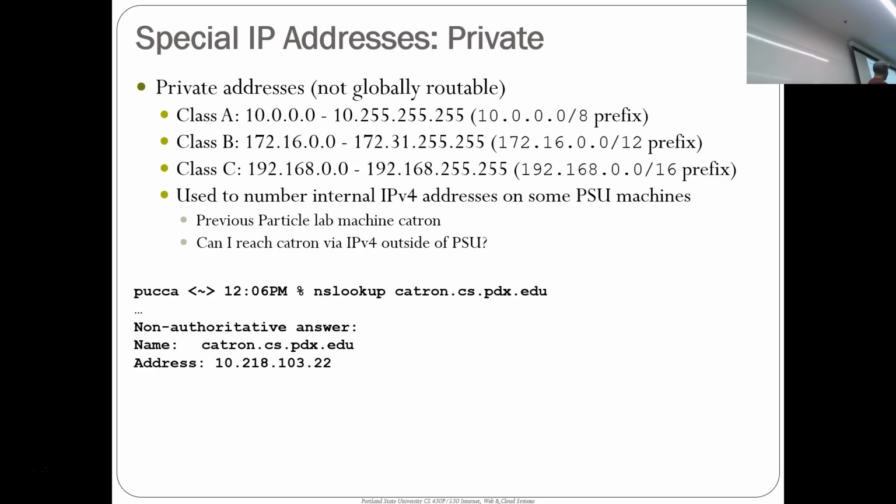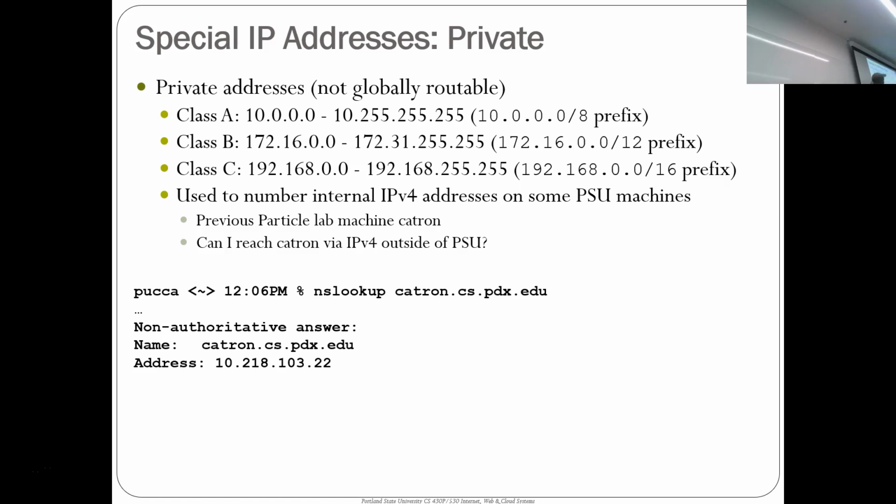And in fact, Portland State uses the 10 prefix for a lot of its internal machines because we have a /16, and we have way more machines now at Portland State than the /16 can accommodate. It's like 65,000 machines is what a /16 has. We have more than that. Heck, for students, we have like 23,000. So we're using way more than we can.